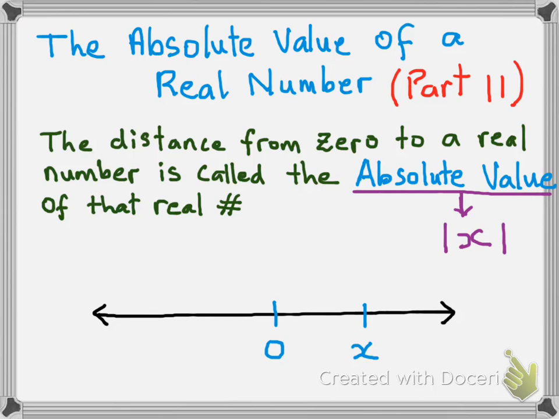So for example, if your real number is a number to the right of 0 on the real number line, so maybe if it's a positive number, or if your real number is a negative number, a number to the left of 0 on the real number line, the absolute value of that real number is the distance from 0 to that real number if it's a number to the right of 0, and similarly if it's a number to the left of 0, the absolute value of that real number is the distance from 0 to the negative number you're talking about.